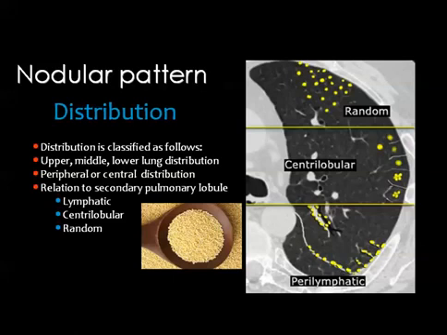You remember the three? No? Sarcoid, lymphangitis carcinomatosa, and interstitial pulmonary edema. Then centrilobular distribution means that you get nodules within the center of the lobule. Then random distribution means nodules anywhere in the lung.